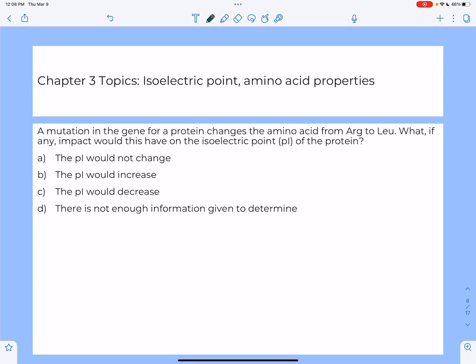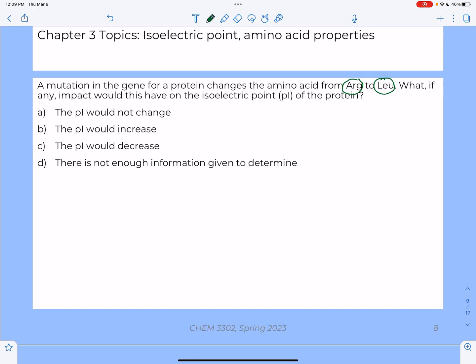Okay, so the second problem we're going to look at in this video is another one that deals with amino acid properties and isoelectric point, but this is looking at the isoelectric point for a protein. So it's going to be a large molecule, and we're only changing one amino acid side chain in it from arginine to leucine. So first thing we're going to do, look up the data.